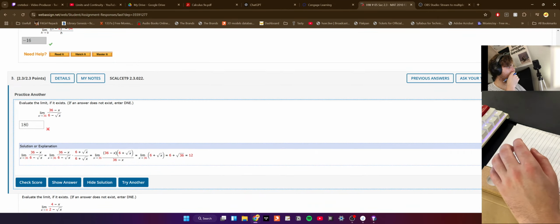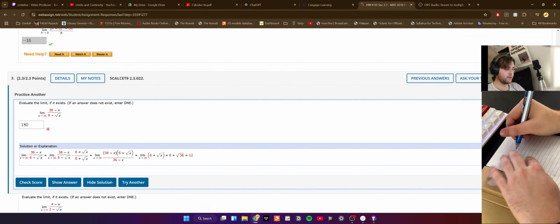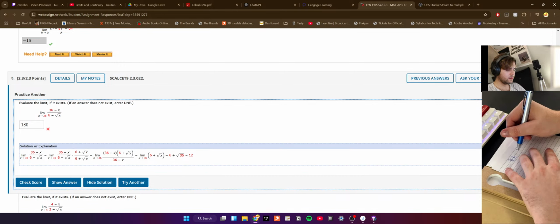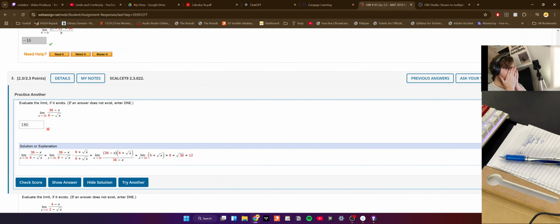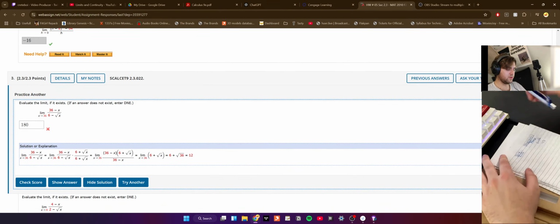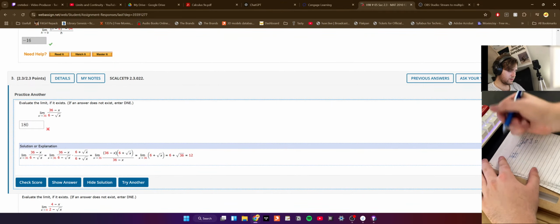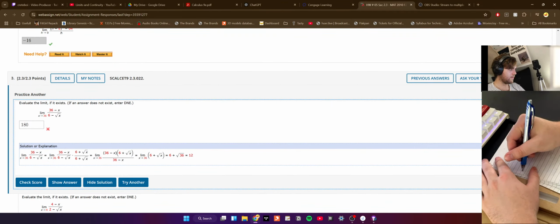So the top, okay, so that just cancels out, which gives us 36 minus x times 6 plus square root of x over 36 minus x. Then does that cancel, and you get 6 plus square root of x, which is 6, equals 12. That is a crucial moment. So we're going to write this cleanly.